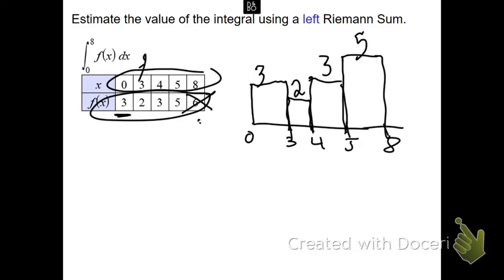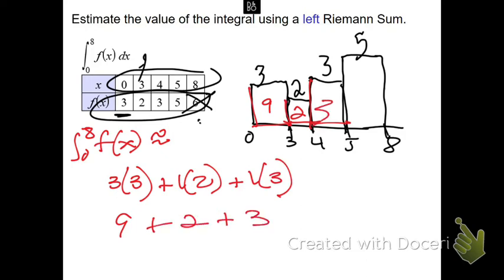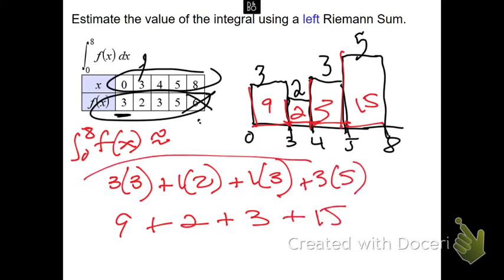So if we calculate the area, the first rectangle will be 3 times 3. So the integral from 0 to 8 is approximately 3 times 3 for that one. The next one is 1 by 2. The next one is 1 by 3. And the last one is 3 by 5. Now, again, you do have to write all of these numbers on the AP exam, okay?